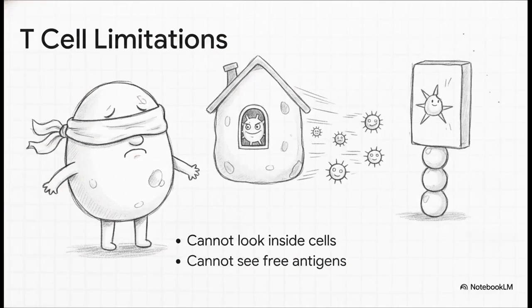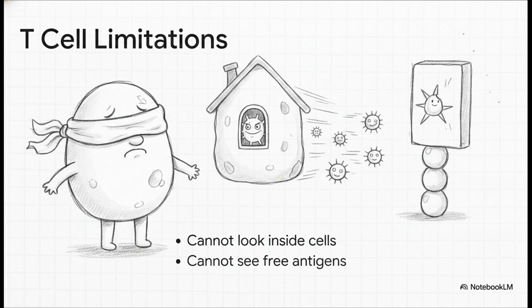Now, T cells are absolutely incredible. They're the ultimate commanders and killers of the adaptive immune system. But they have some pretty severe limitations. First off, they can't look inside a cell to see if a virus or a bacterium is hiding out in there. And secondly, they can't even recognize free-floating antigens on their own. Imagine a police officer who can't see criminals hiding inside a house and can't even see them running down the street. To actually do their job, T cells absolutely require what we call a cellular billboard, so they can scan for health or infection.